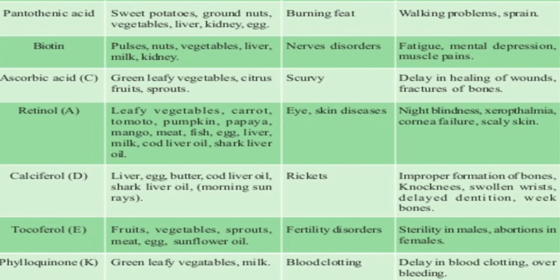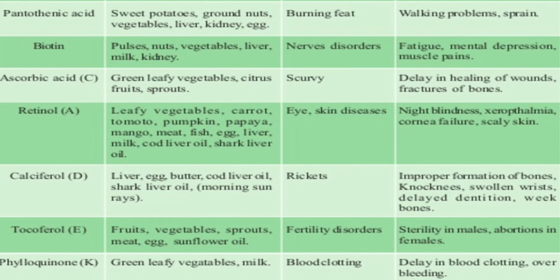Next is biotin. So what are the sources? Pulses, nuts, vegetables, liver, milk, kidney, etc. Then what is the deficiency disease? That is nerve disorders. What are the symptoms? Fatigue, mental depression and muscle pains. So this is the biggest vitamin, that is vitamin B. Under vitamin B, these are all subvitamins. Now coming to next, C, that is vitamin C.